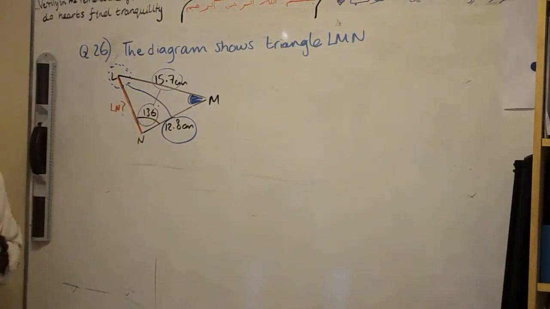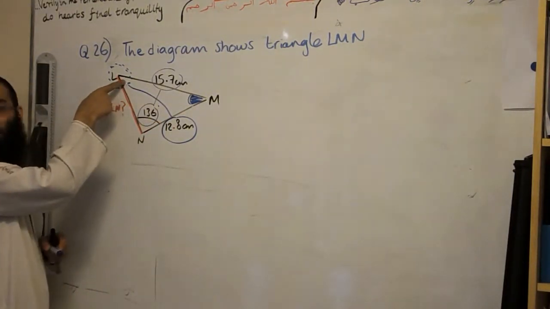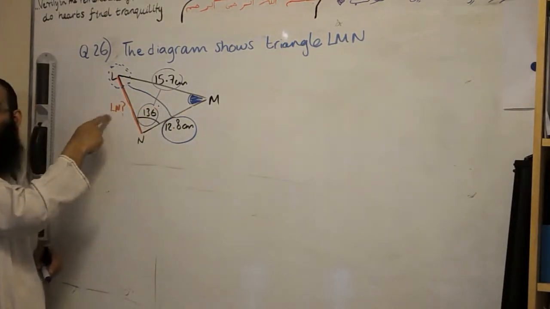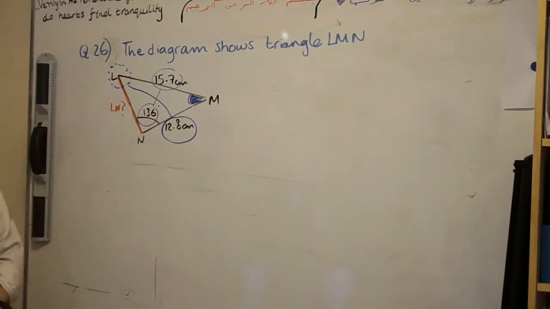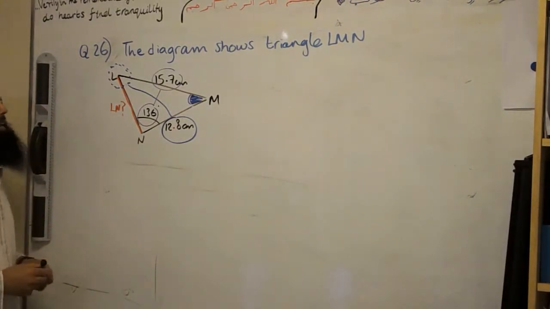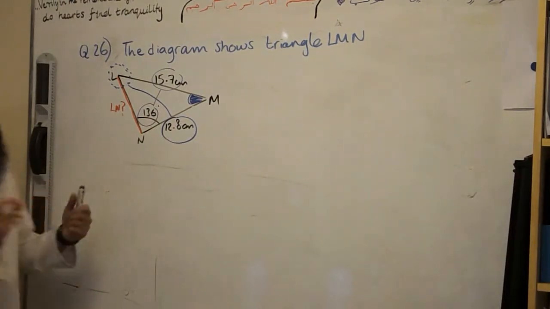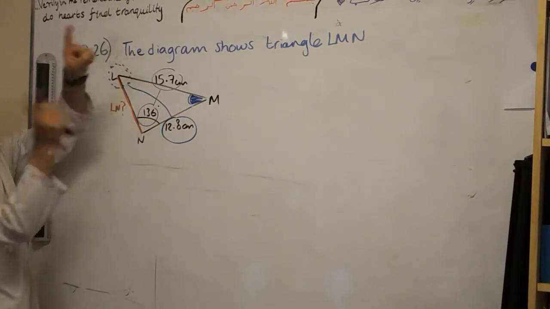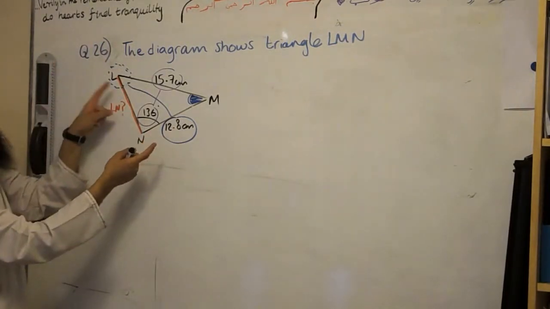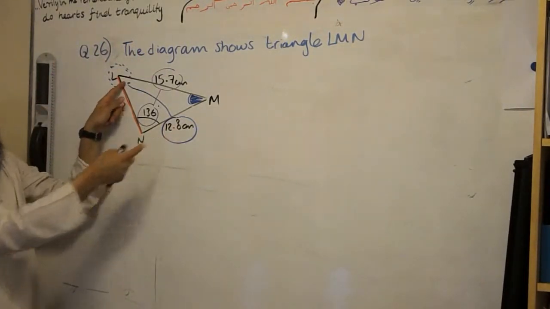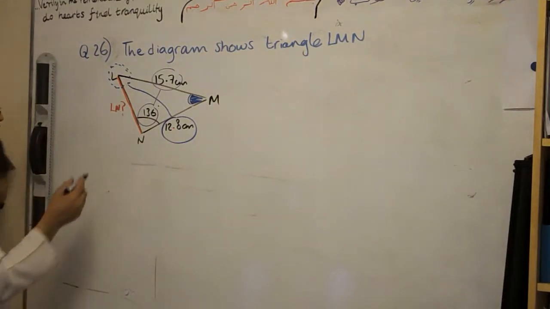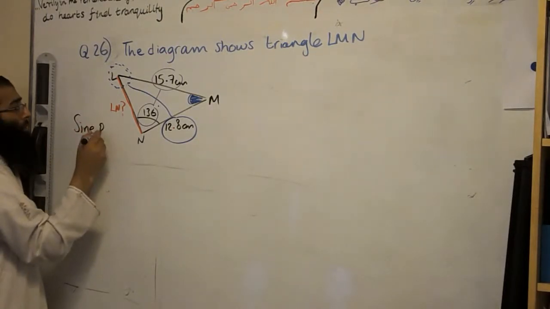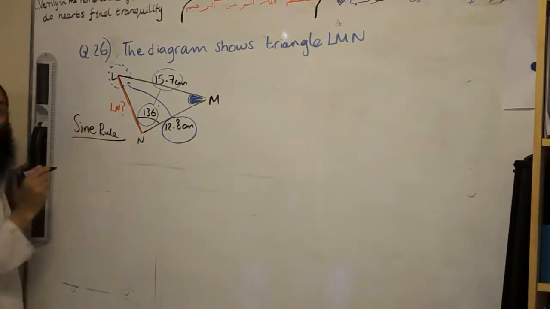Now we can use the sine rule to work out this angle. Once we know these two angles, we can work out M. Once we know M, we can work out LN. So we have to go through other angles first. I'm going to go through this question again with you folks carefully. We have an angle and its corresponding side. We have another angle that we don't know and its corresponding side. So that calls for which rule? The sine rule.